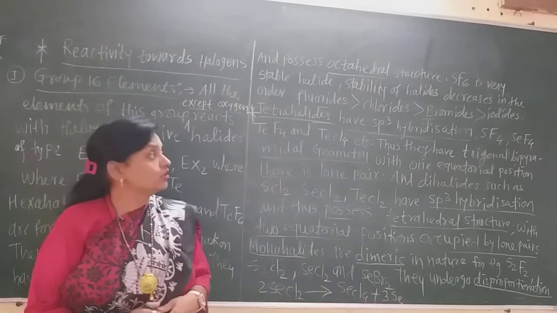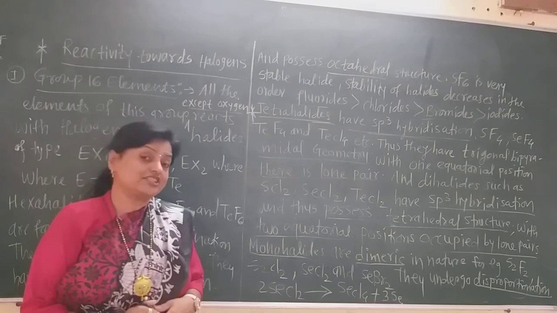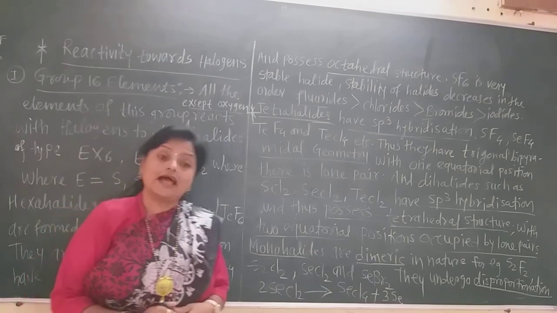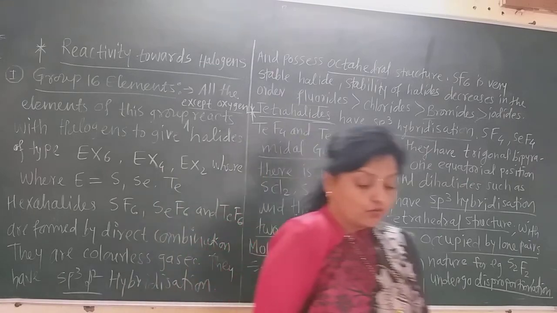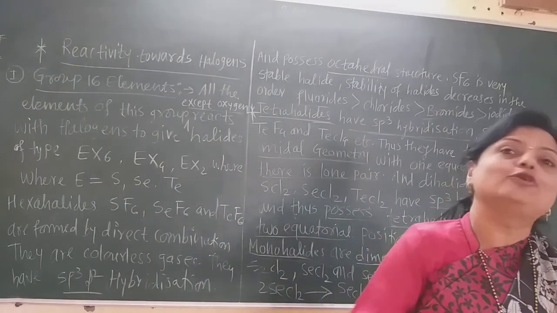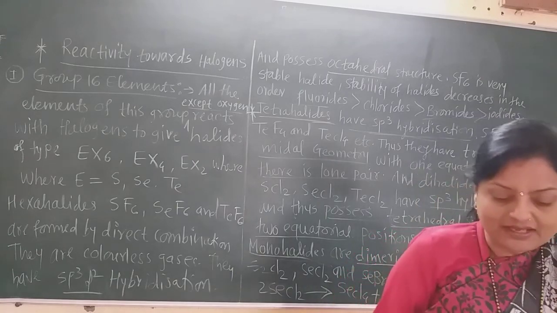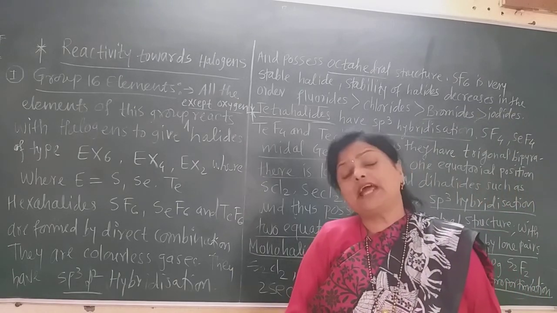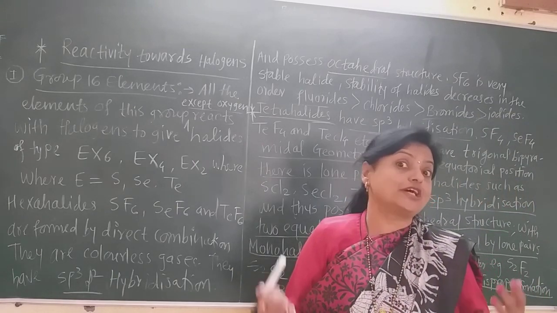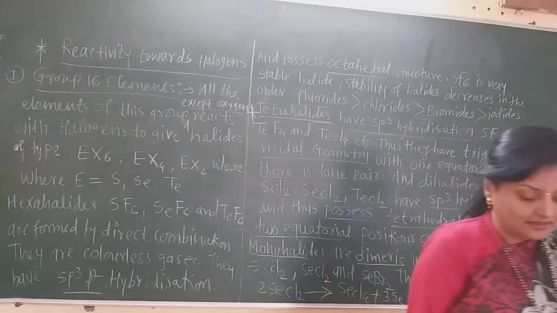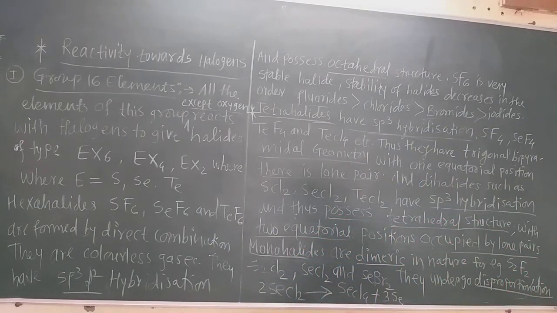Now this is about the reactivity of group 16 elements towards the halogens. Now let us see the reactivity of halogens with halogens, that is the group 17 elements. When a halogen reacts with a halogen, they form interhalogen compounds. And then we will see the reactivity of the group 18 elements, that is the noble gases, with the halogens.